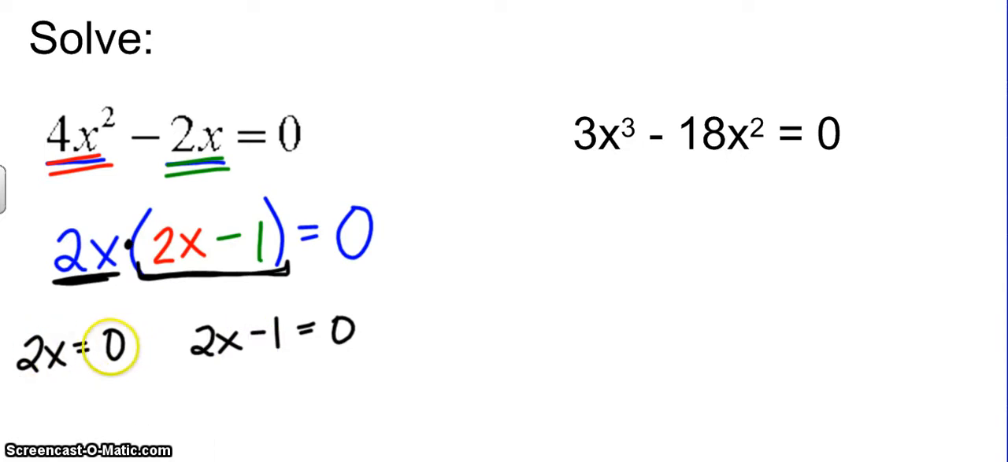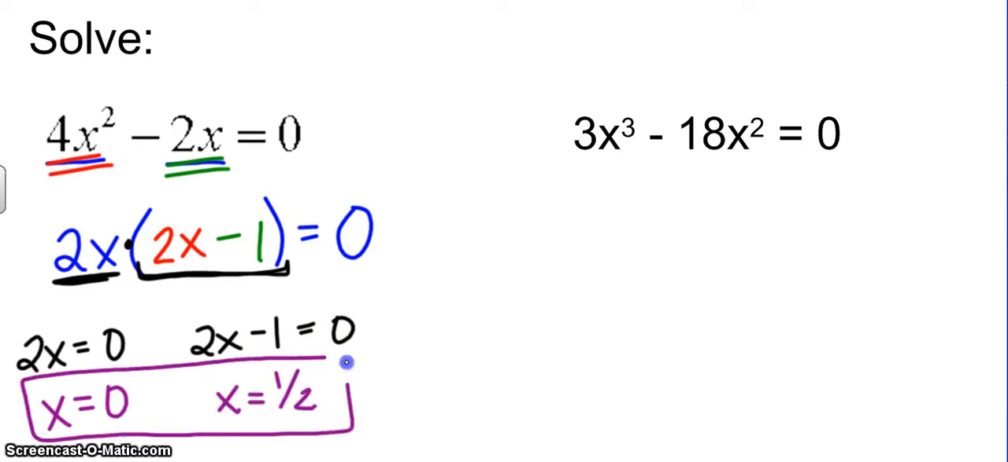Well, if 2x equals 0, divide both sides by 2, x is 0. Here we're going to add 1 and then divide by 2, so x is equal to 1/2. So we had two solutions to this quadratic equation right here. Again, this only works because you have two things that are being multiplied to 0. It must be set equal to 0.